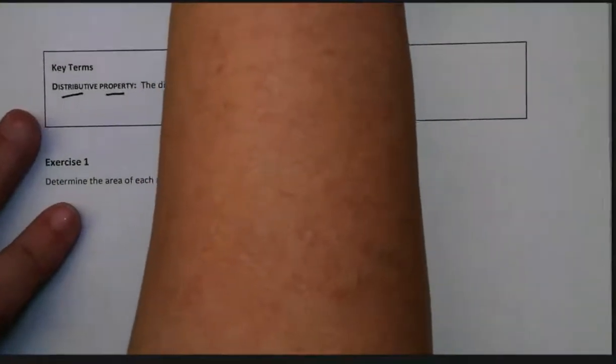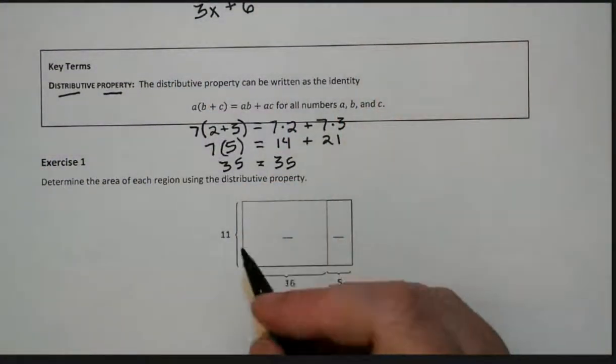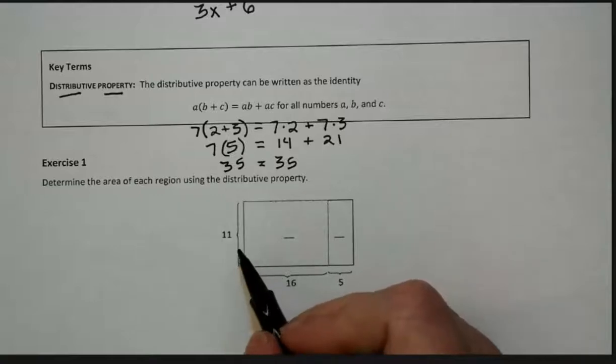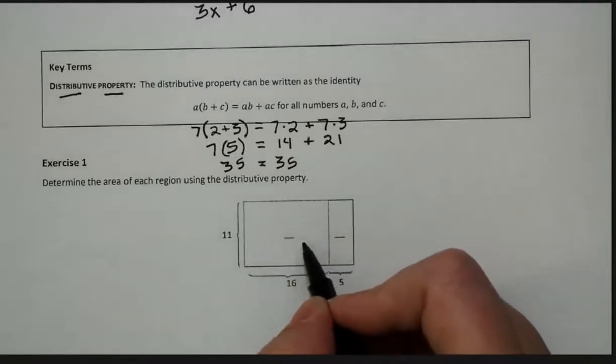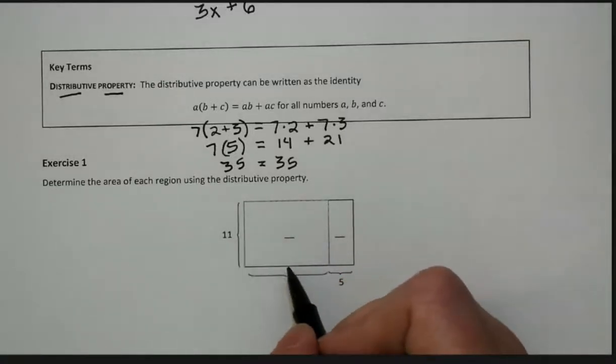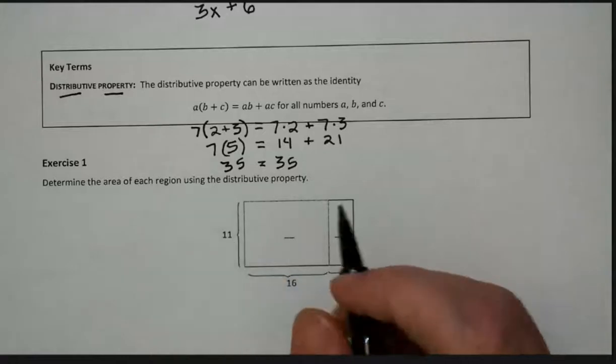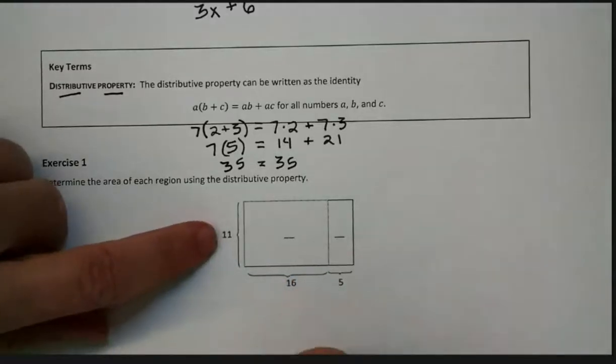Okay. On your first exercise here, you're using this idea to show the area. So you are going to write in the boxes what 11 times 16 is. So you need to multiply. Think of it like a multiplication table.